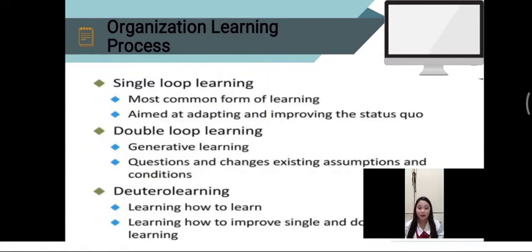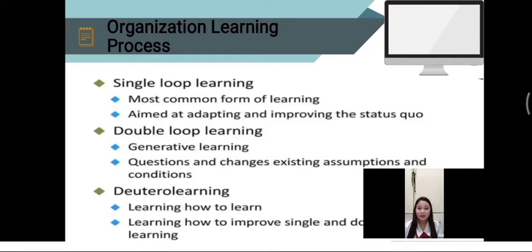So there are three types of learning, which are single loop, double loop, and tutorial learning. The single loop or adaptive learning mainly focuses on improving the status quo. It is the most prevalent type of learning process in an organization, and it enables members to reduce errors or gaps between the desired and existing conditions. It can also produce incremental change on how the organizations function.